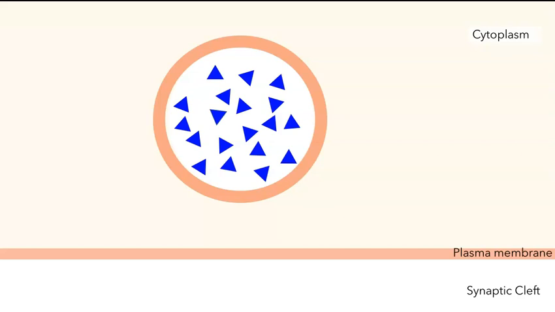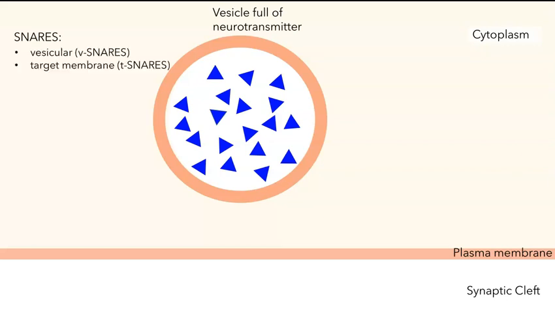To get the membrane of the vesicle to fuse with the plasma membrane will require some helper proteins. These are called SNARES, and they come in two flavors or two broad classes, vesicular or V SNARES, and then target membrane or T SNARES. I will not draw all of them, but I will draw some of the more important ones.